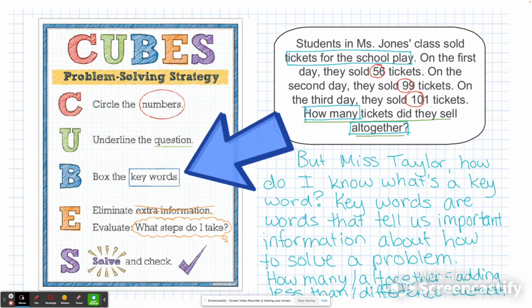So I've boxed some important words in our question here, such as tickets for the school play. And I've boxed that because we need to know how many tickets they've sold, the purpose of why we're solving this problem. I've also boxed how many and all together, because how many and all together helps me think that maybe this might be about addition, right? If we're asking how many and all together, that makes me think of total, and that makes me think of adding.